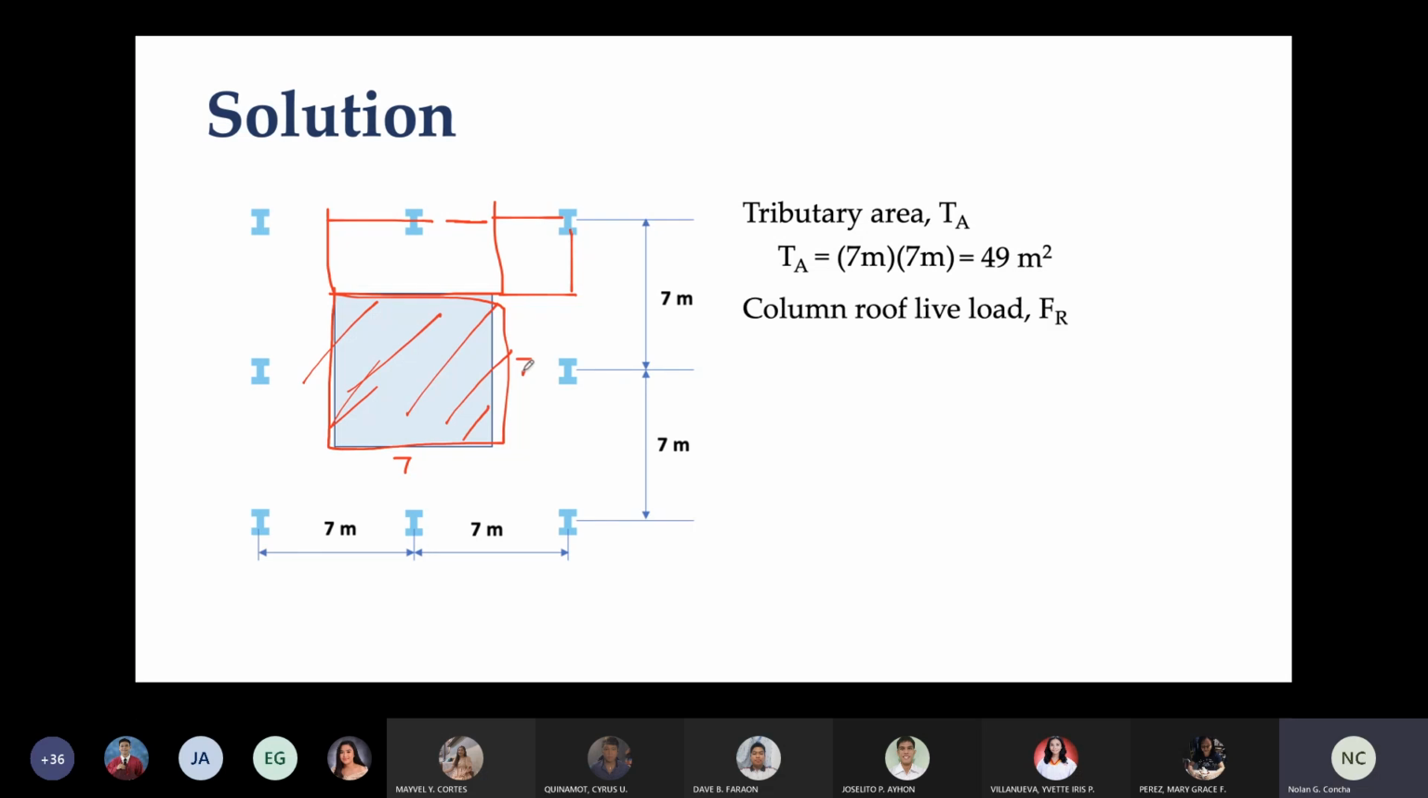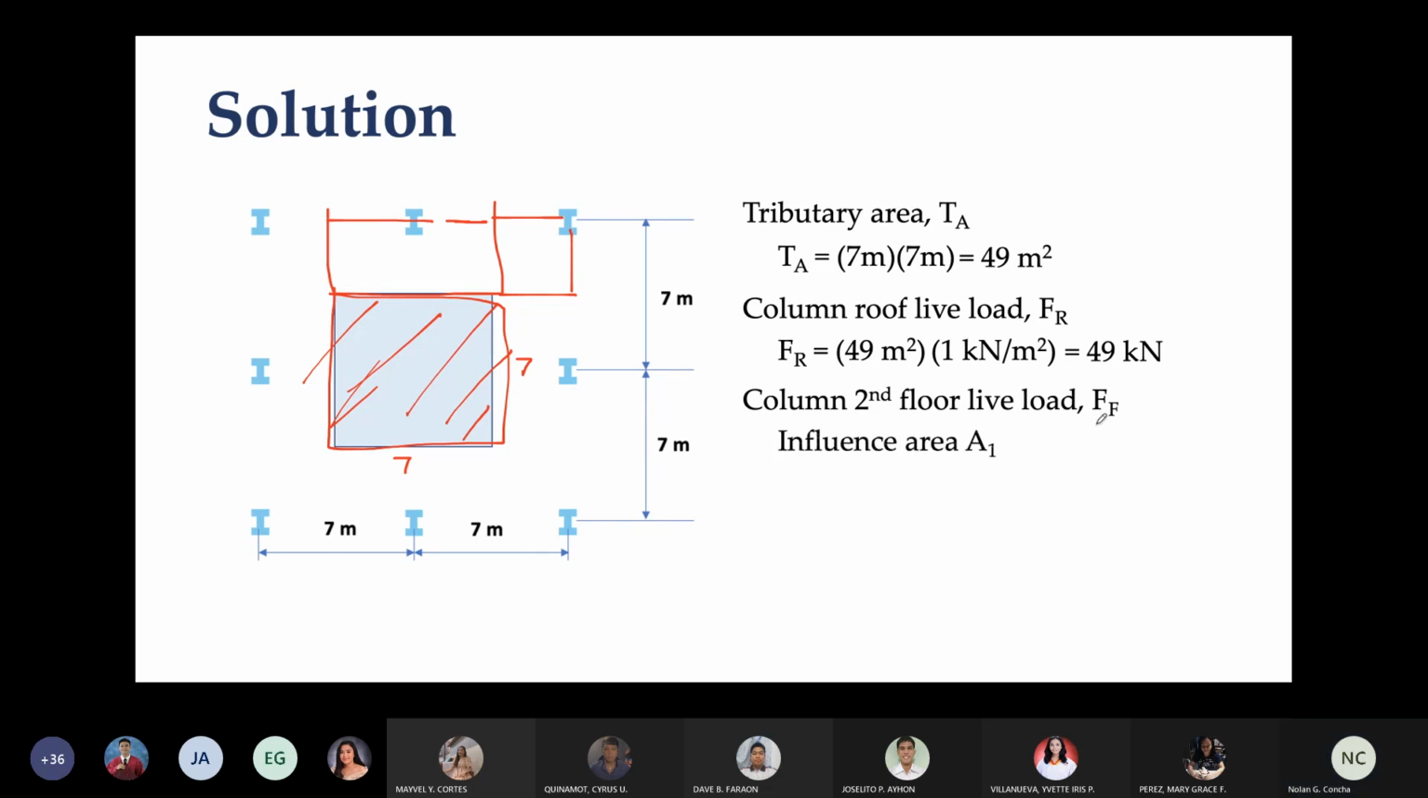Eh, di ba kapag column, i-multiply natin ng 4. Well, for the roof is 49 square meters times 1. Sa roof ito. And we have 49. Pero kapag floor ang pinag-uusapan, i-multiply natin by 4 yung tributary area. So influence area AI, you have 4 times 49, then that is 196. Ang sabi ng code, dapat hindi bababa sa 40 square meters. And we are good. We can reduce it. Pag mababa sa 40 square meters, no need to reduce the live load.